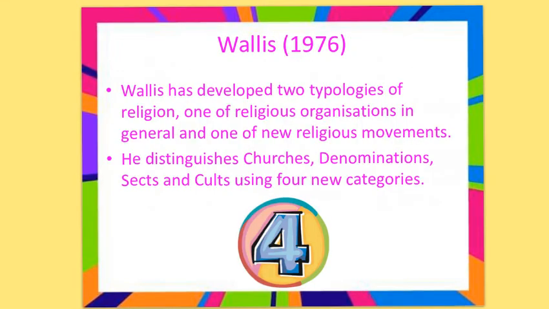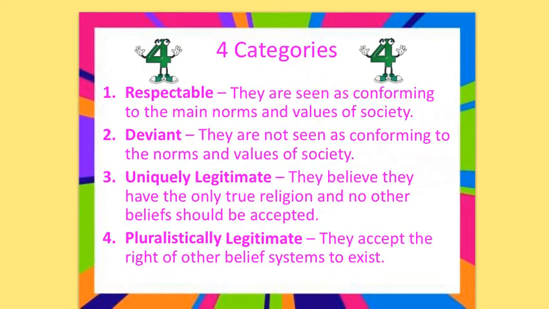Now, Wallace has developed two typologies of religion, one of religious organisations in general and one of new religious movements. He distinguishes churches, denominations, sects and cults using four categories, and we're going to look at those four categories now. So, respectable: they're seen as conforming to the main norms and values of society. Deviant: they are not seen as conforming to the norms and values of society. Uniquely legitimate: they believe they have the only true religion and no other beliefs should be accepted. Pluralistically legitimate: they accept the right of other belief systems to exist.